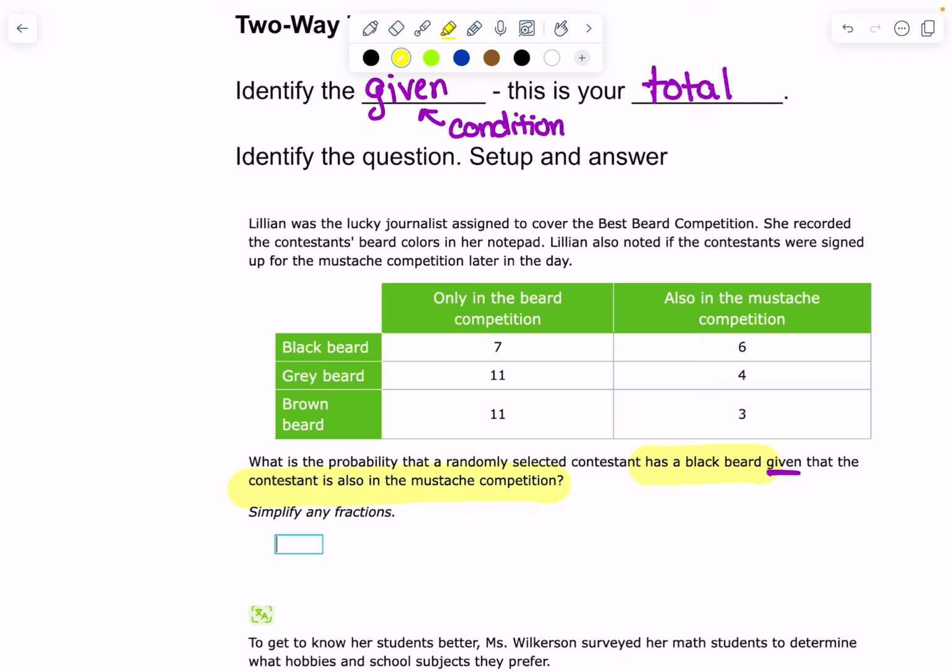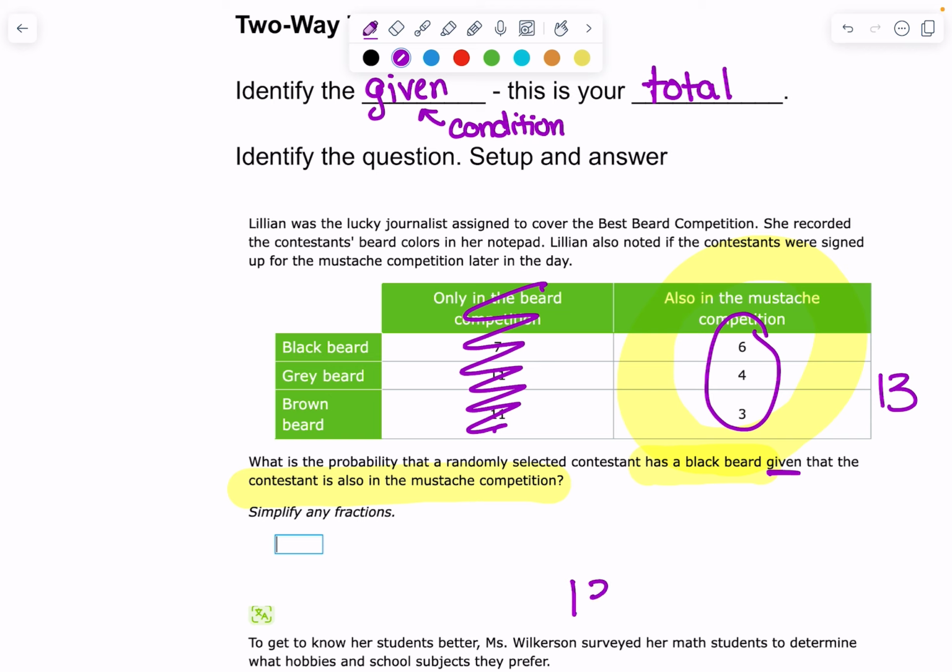So here we see that we are given that they're in the mustache competition. So we know that the mustache competition here is true. This is where our total is going to come from. What that also means is if it's helpful for you, you can cross off all of the people only in the beard competition. So if we add all these up, we see that there are 13 people in the mustache competition as well. And of those 13 people, how many of them have the black beard? Well, 6 of them. So we're going to do 6 over 13. It tells us to simplify any fractions, but we can't actually simplify this. So we would have 6 over 13 as our answer.